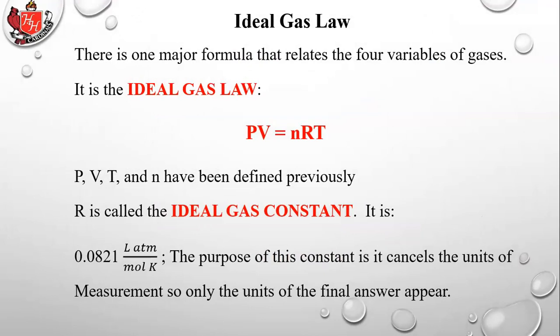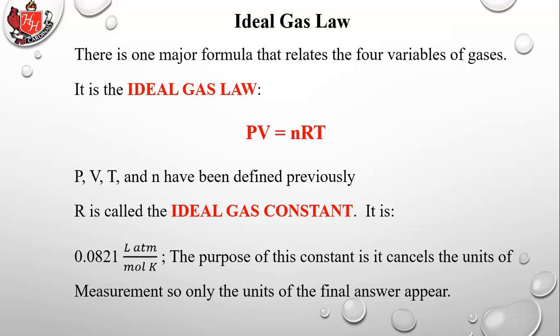Okay, this is the big formula for gas laws. There's one major formula that relates the 4 variables of gases, and it's called the ideal gas law. What it says is that pressure times volume equals the number of moles times R, which is called the ideal gas constant, times the temperature. So P, V, T, and N have been defined previously: pressure, volume, temperature, and number of moles. R is called the ideal gas constant, and it's that funny looking number with those funny units of measure. It's liters, atmospheres over moles, Kelvin.